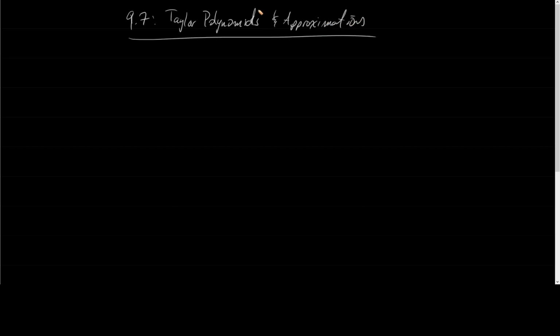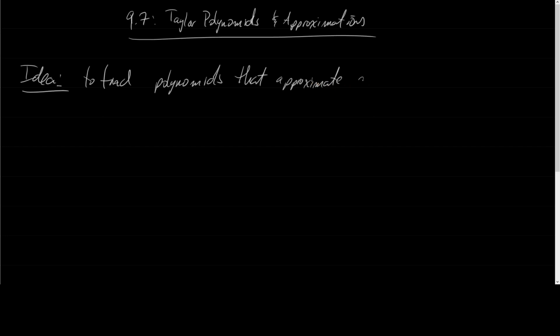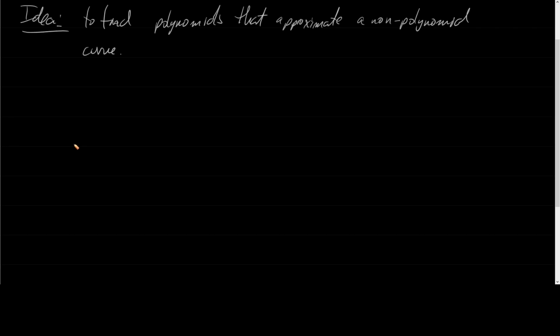Alright, so first, let's get what the idea behind this section is. The idea is to find polynomials that approximate a non-polynomial curve. So what do I mean by that? Let's say that we have the following function, right?